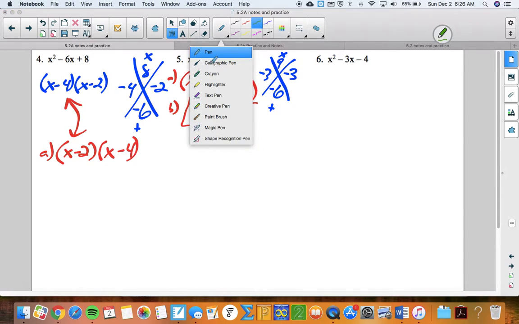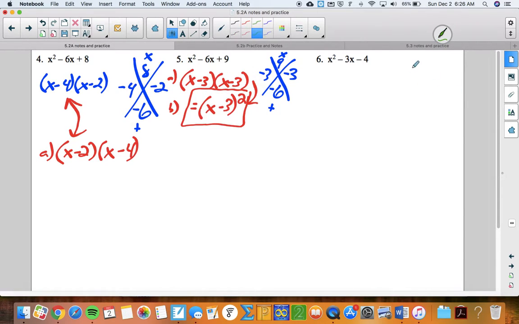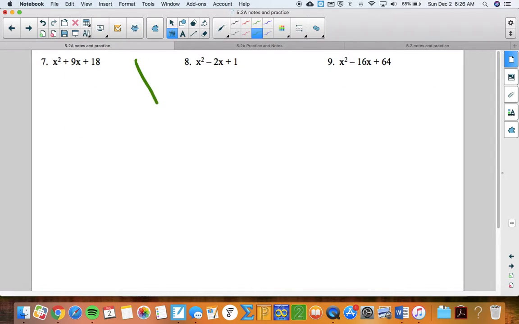I need my fun pen back. There's my fun pen. Numbers that multiply to -4 and add to -3. Because we multiply to a negative number here, that means one is positive and one is negative. So a -4 and a +1 do it. So x minus 4, x plus 1. Keep on rolling. Numbers that multiply to 18 and add to 9. So that's 6 and 3. So x plus 6, x plus 3, or vice versa.